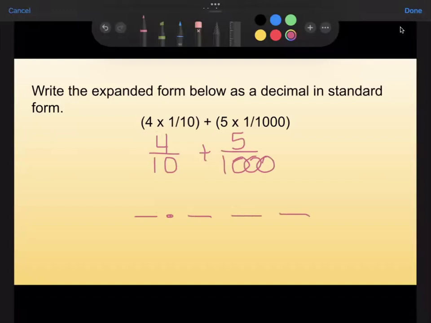So the 4 is in the tenths place, so I'm going to put the 4 here. And the 5 is over 1,000, so it goes in the thousandths place. Now I can fill in whatever empty spaces I have with zeros. So here and here. So this is what this number would look like written as a decimal in standard form.